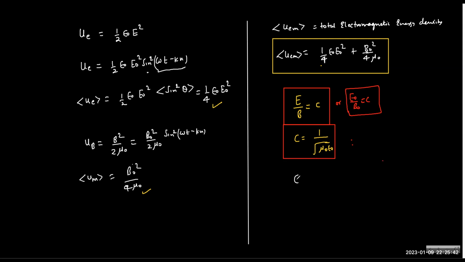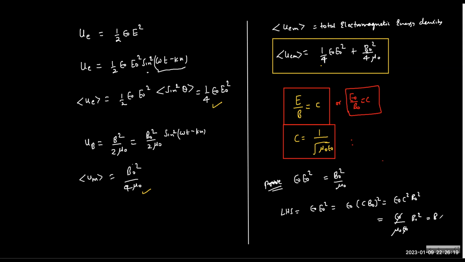So what I'm going to prove is that epsilon naught E naught square is actually B naught square by mu naught. Both are same. So what I'll do is I will take the LHS, I'll prove the RHS. That's sufficient. And what is E naught? C B naught. So this will give you the answer epsilon naught C square B naught square. What is C square? Is it proved now? I hope this is simple.